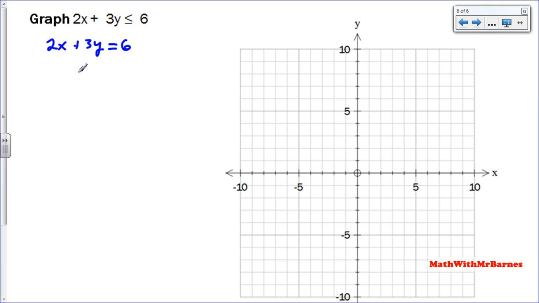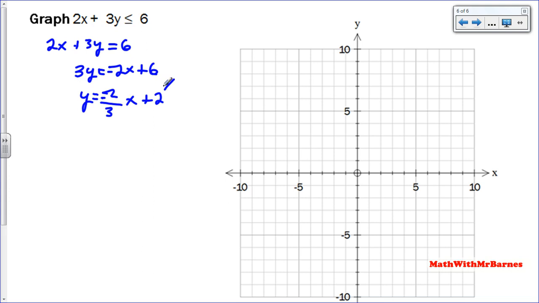So I'll solve this for y, so I'll subtract 2x on both sides. I have 3y is equal to negative 2x plus 6. And if you're doing this, I would assume you've dealt with y equals mx plus b many times. Then I'll divide everything by 3. Y is equal to negative 2 over 3 x plus 2. So I divide both of these things: 6 divided by 3 is 2, and negative 2 divided by 3 is negative 2 over 3.